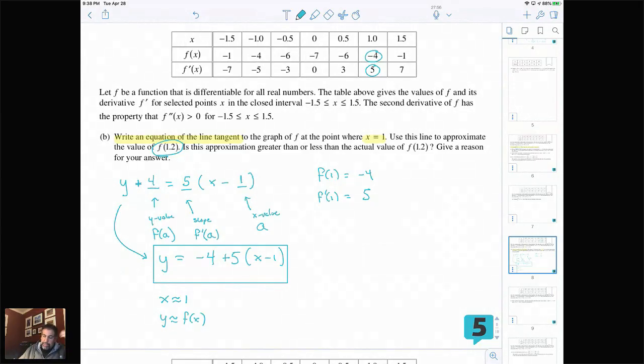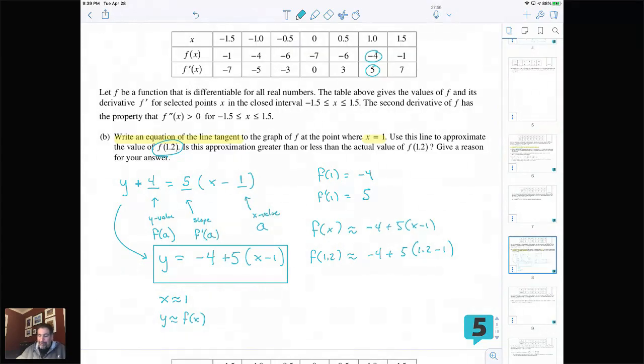So they're asking us to plug in 1.2. So we're going to say, hey, if that's the case, f of x is approximately equal to -4 plus 5 times x minus 1. And they're asking us to find f of 1.2. So that's going to be approximately equal to -4 plus 5 times 1.2 minus 1. Again, you can leave it. You don't have to go any further than this. You don't have to simplify this answer. You're perfectly okay just leaving it like this.